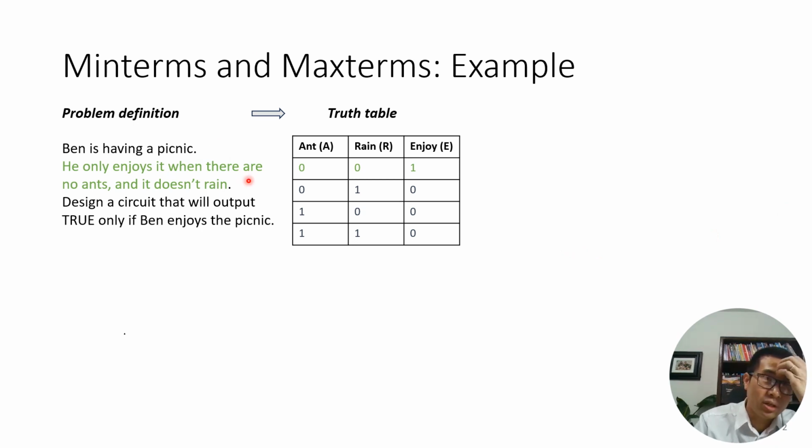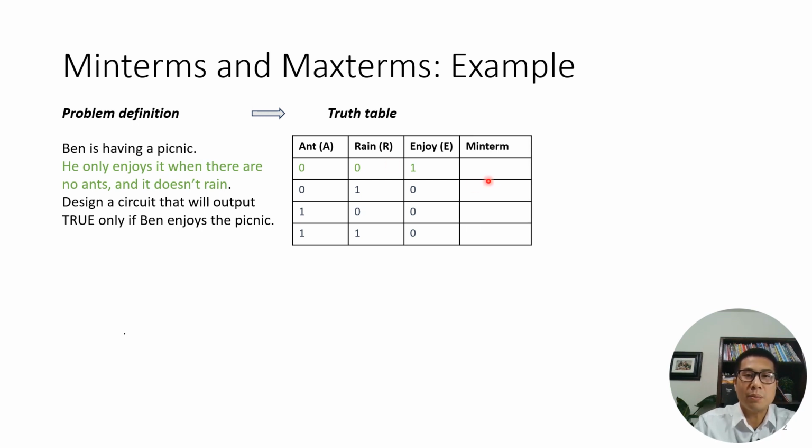Now let's go with one example, I think it will be a lot easier to understand. Let's continue with our example about a picnic, and we have the truth table over here. If we would like to find the min terms, for this line it has to be the product of A and R. Whether it is A or its negative version depends on whether this min term produces true or false. We want it to produce true.